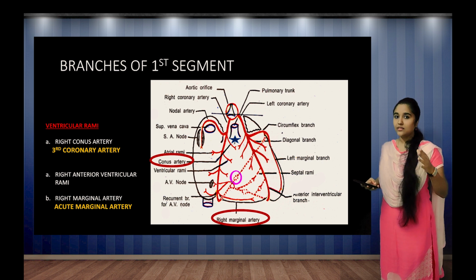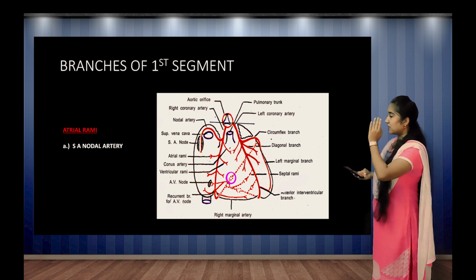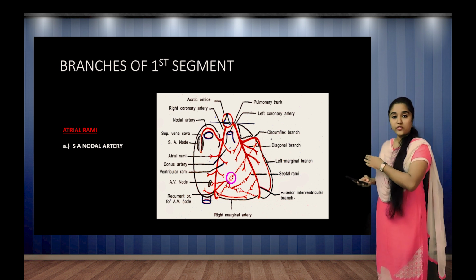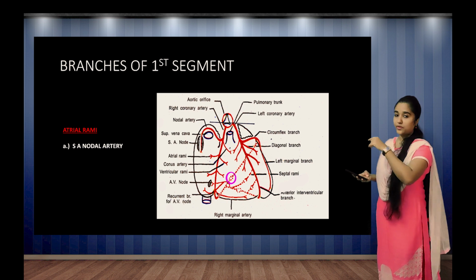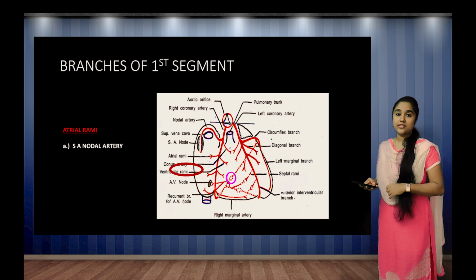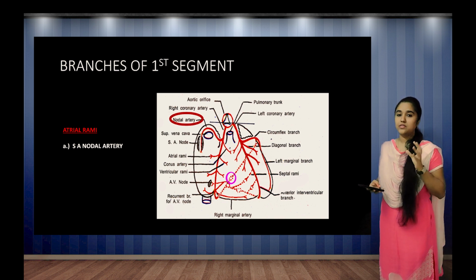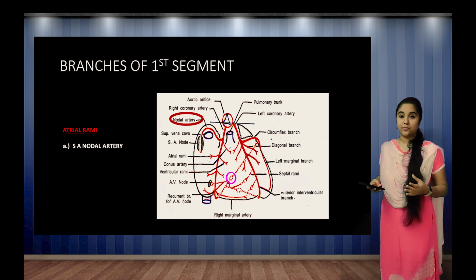Now, we have seen all the branches of the first segment, that is the ventricular rami of the first segment. Now we'll see the atrial rami of the first segment. You can see there are many branches supplying the right atrium also, out of which one passes upwards along the superior vena cava and supplies the SA node. This artery is referred to as the SA nodal artery. In 65% of the population, the SA nodal artery is a branch of the right coronary artery. So, we have seen all the branches arising from the first segment of the right coronary artery.